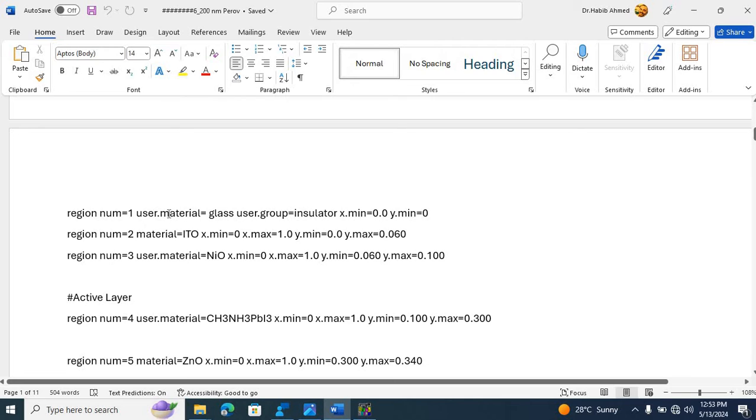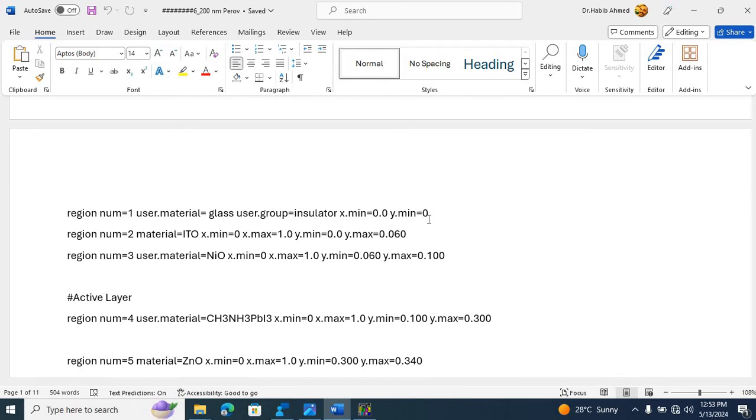Then my region number 1 is a user-defined material. I call it glass. Its group is insulator, and its dimensions are 0 in the x direction and 0 in the y direction, so it does not really have any thickness.